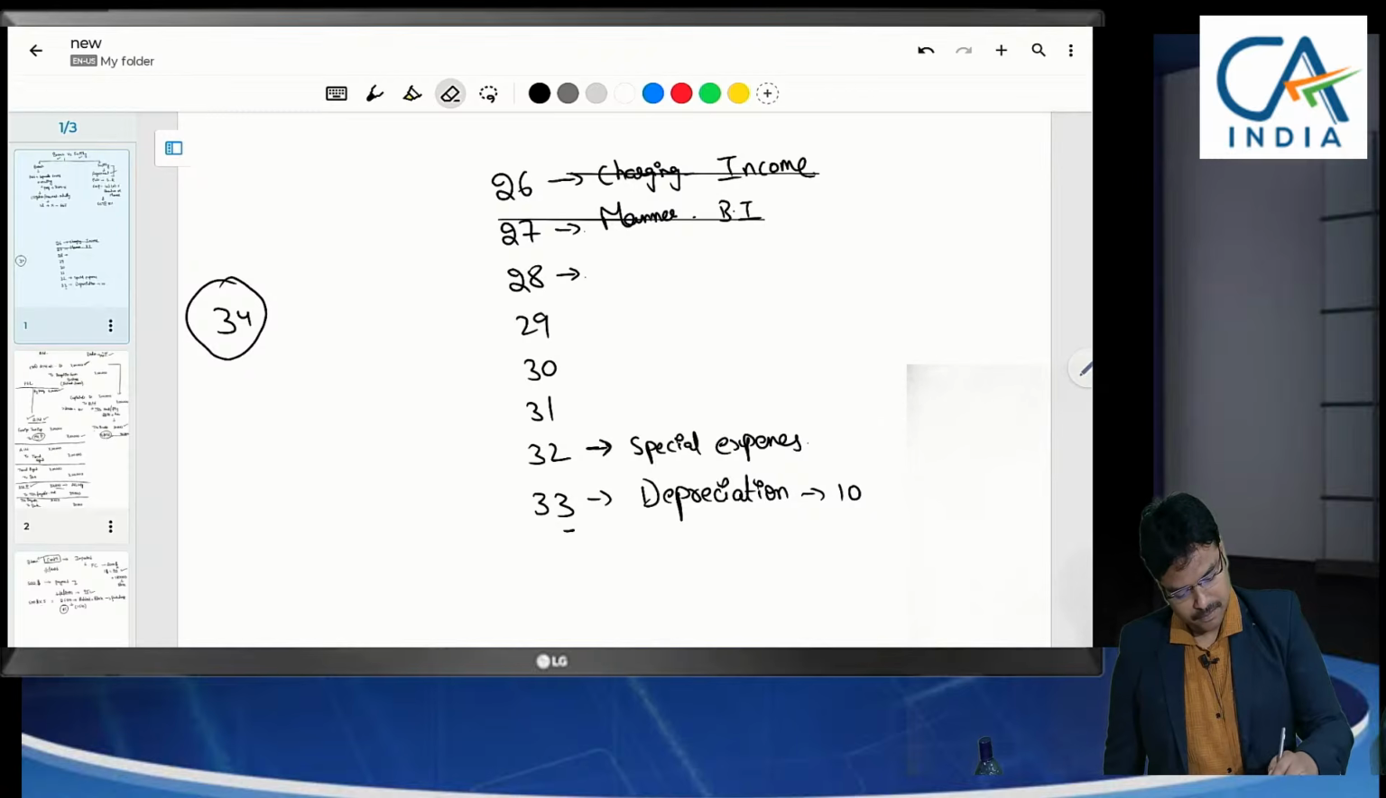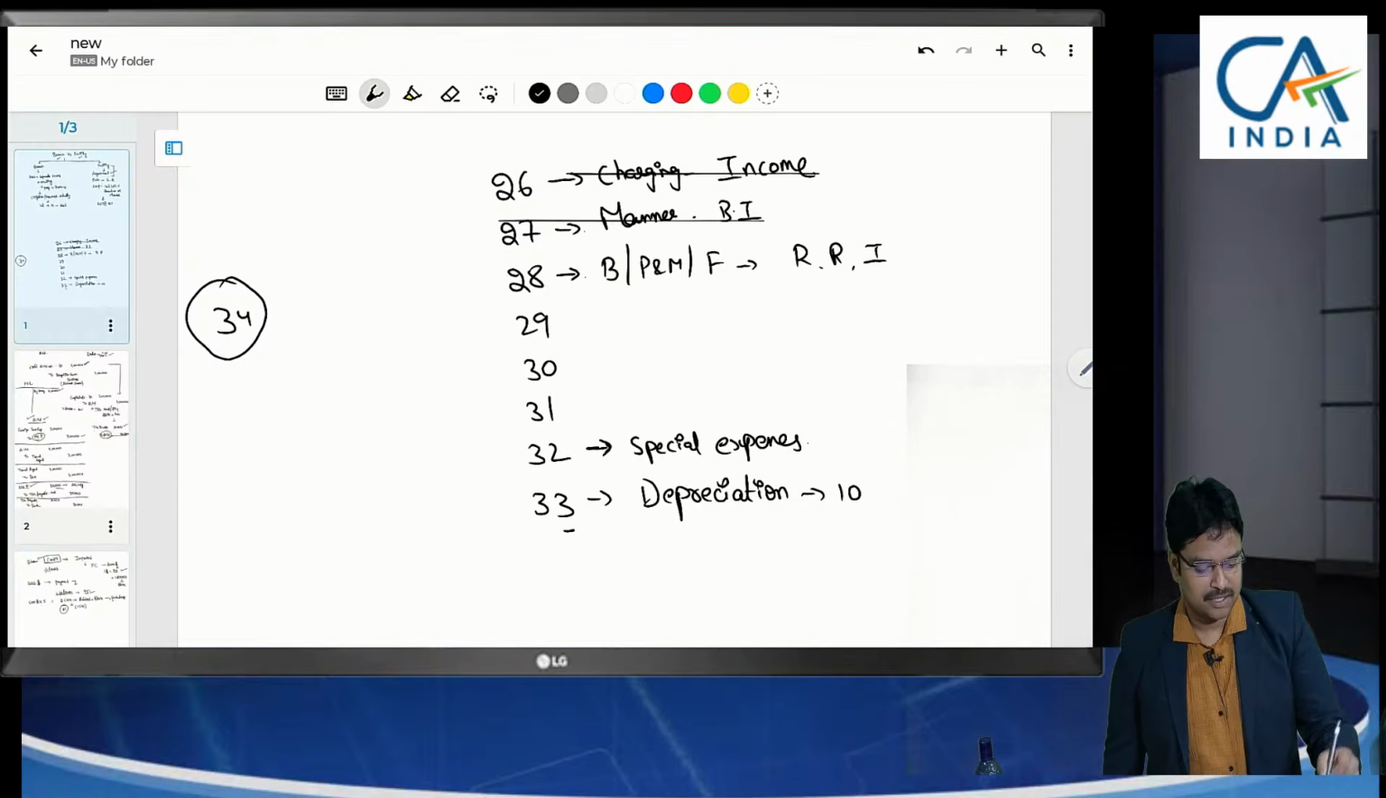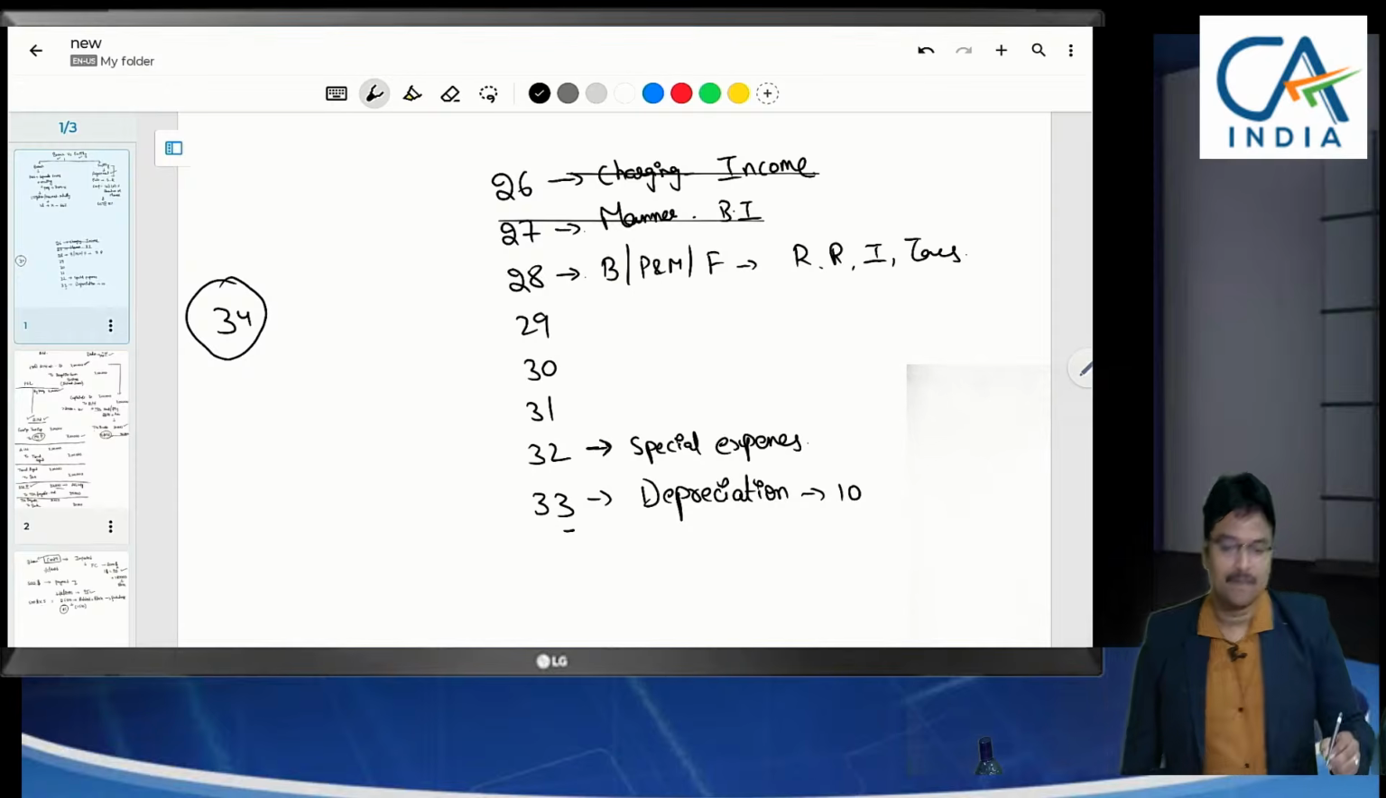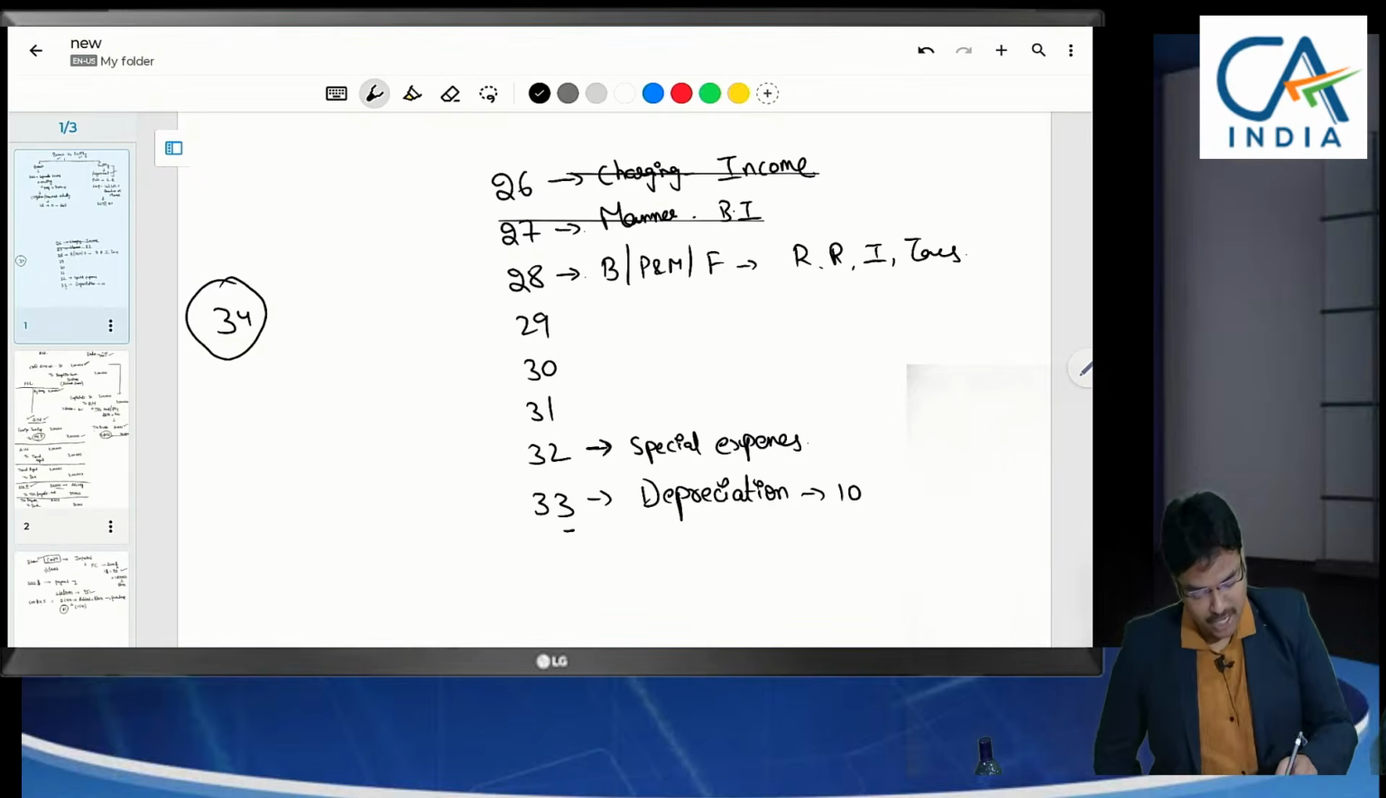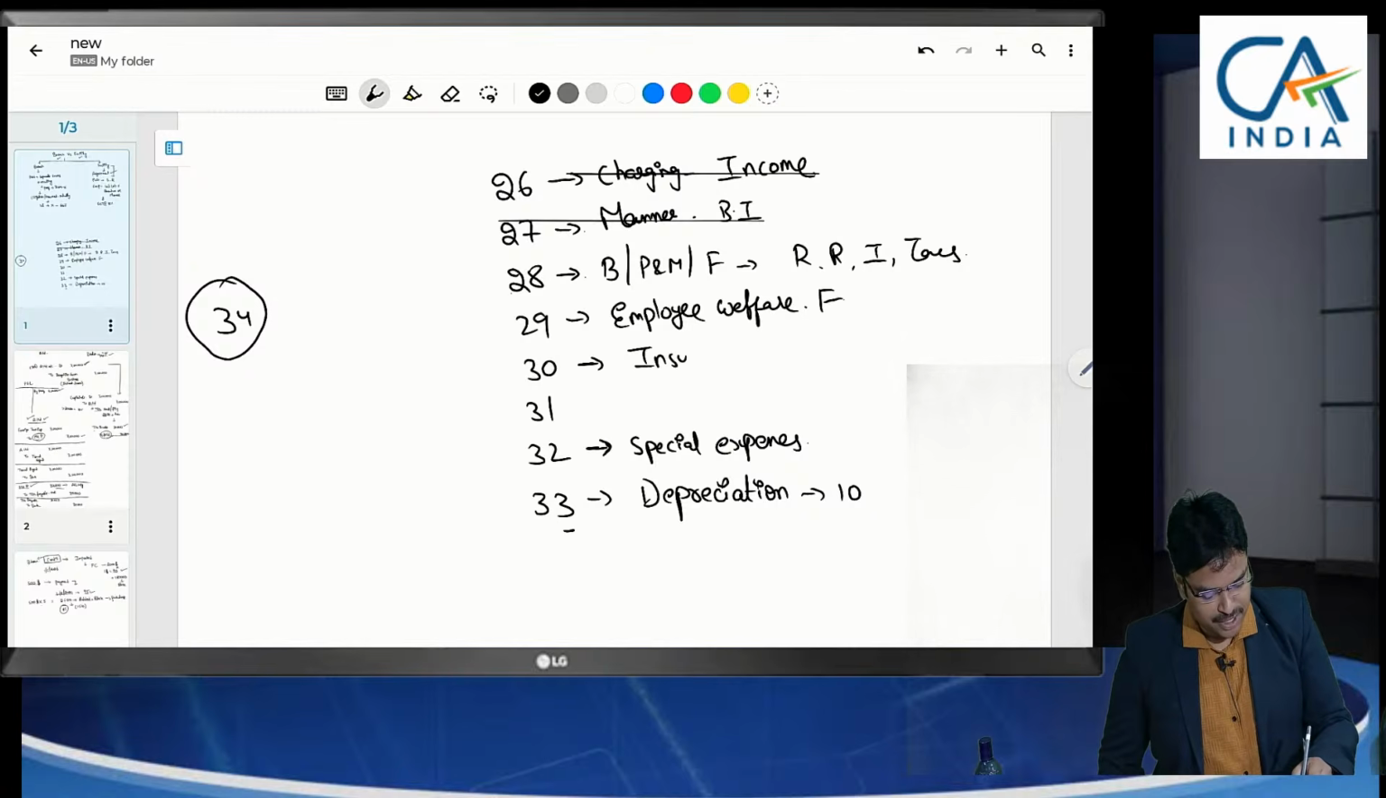Building, plant and machinery or furniture, any rent, repair, insurance or any municipal taxes paid, these can be claimed as deduction under section 28. And next in section 29, employee welfare funds, deduction has been discussed. Section 30, insurance exclusively, whether insurance premium can be claimed as business expenditure, we have discussed.